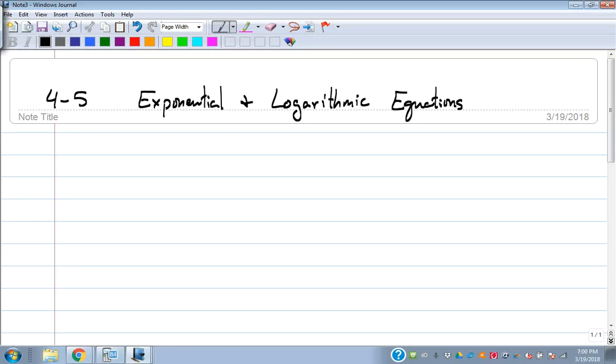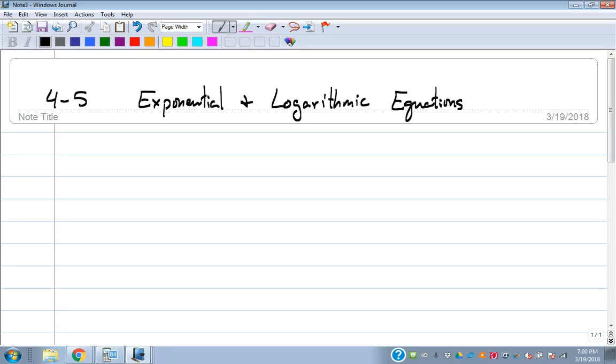Exponential and logarithmic equations. What you've got to understand here when we start doing these equations is that in order to solve an exponential equation, you're going to use a log. In order to solve a logarithmic equation, you're going to use an exponential. Okay? They're inverses of one another. It's kind of like in order to solve a multiplication problem, you use a division because they're opposites of one another, they're inverses of one another. It's the same thing here with exponentials and logarithms.